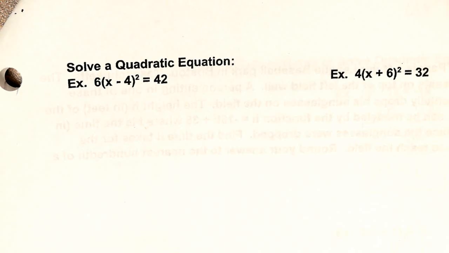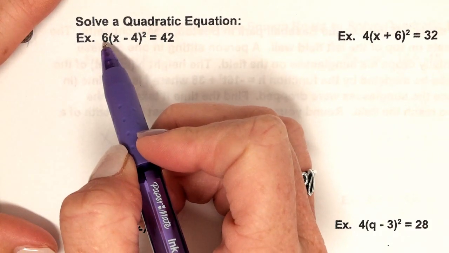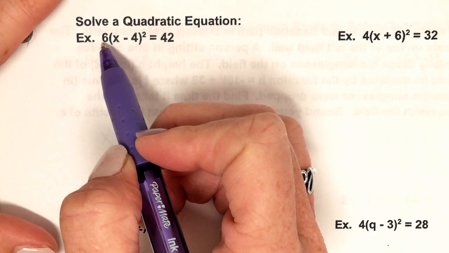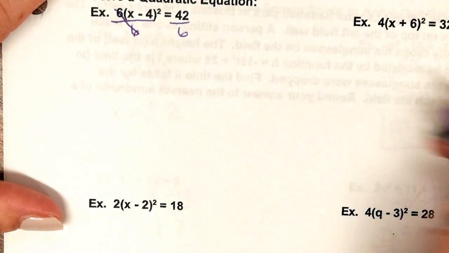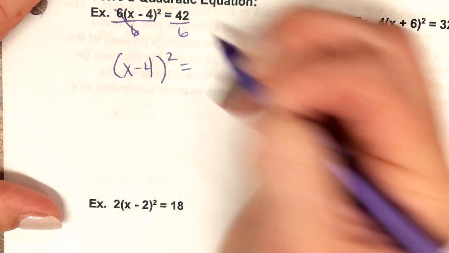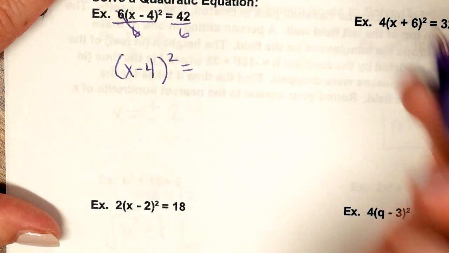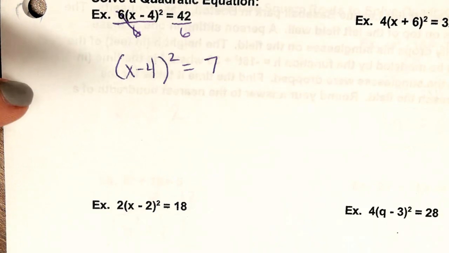Now, what is your job? To isolate the x. So this whole side is being multiplied by 6. So how can I get rid of that 6? Divide by 6. Whatever I do to the left, I have to do to the right. So I'm left with x minus 4 in parentheses squared equals, and 42 divided by 6 is 7. Are y'all good with what I did?